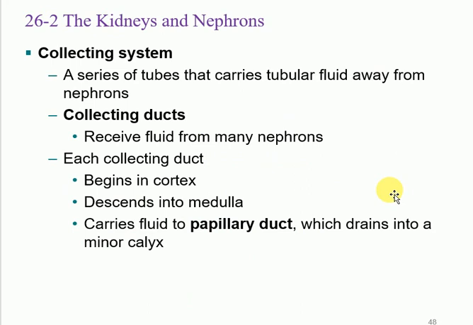After all of that, there is a collecting system, collecting duct. What's a collecting duct? Are we following so far that we have proximal, descending, ascending, distal? After the distal, there is a duct called collecting duct. And this is the last part. Proximal, descending loop, ascending loop, distal, collecting duct. And the collecting duct is the last part.